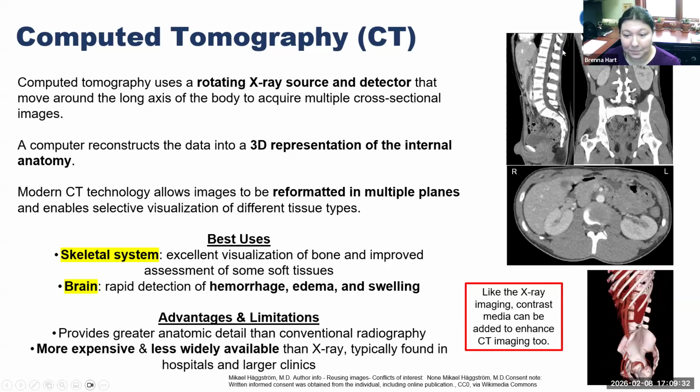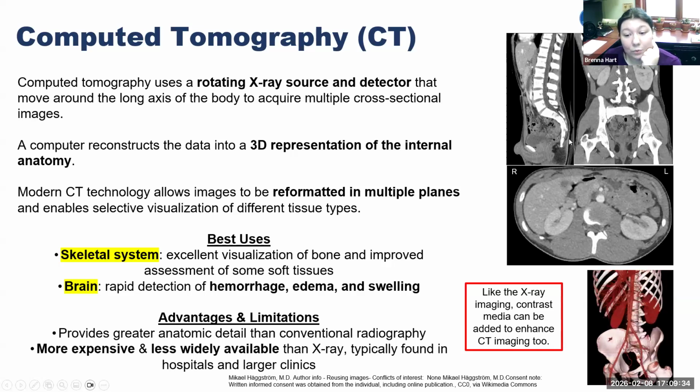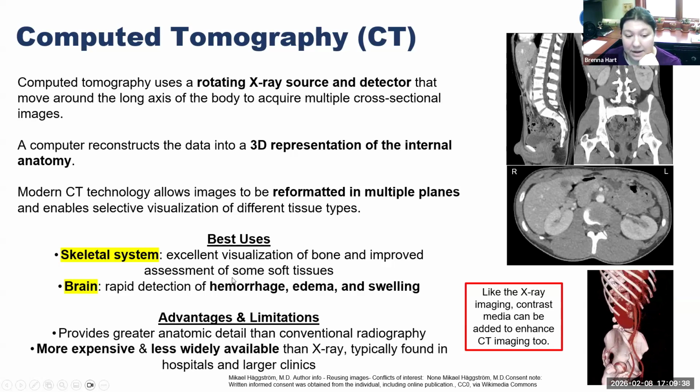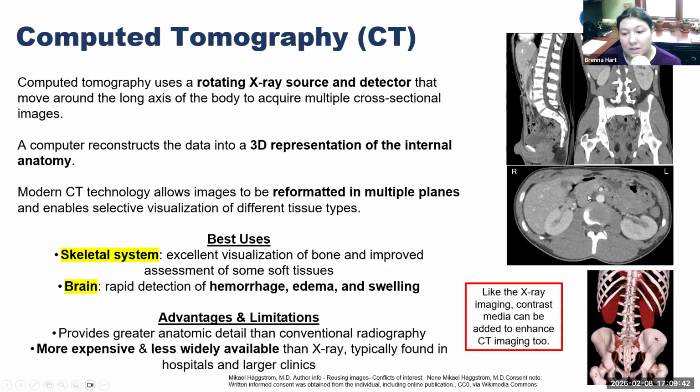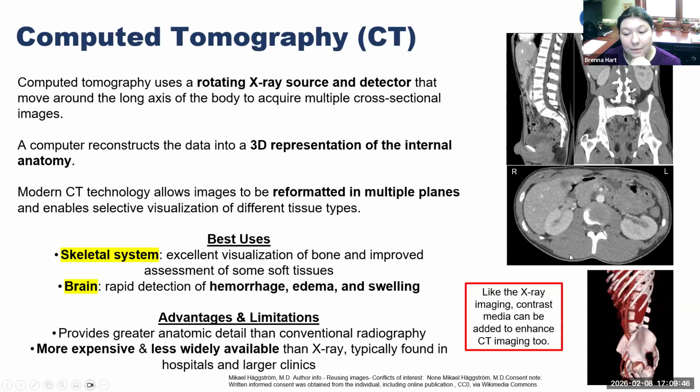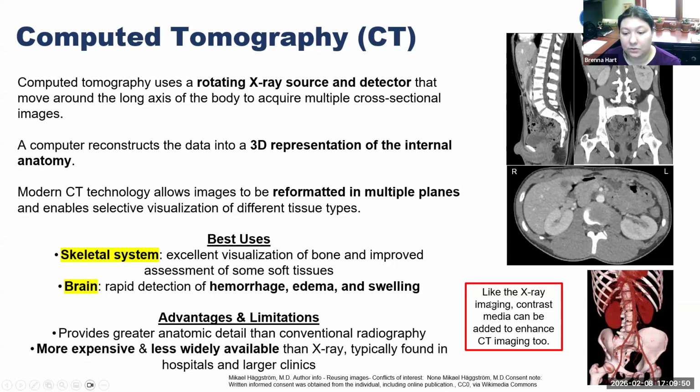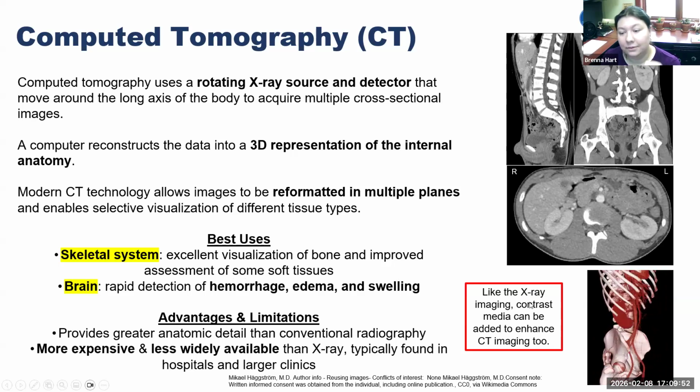The bones really, really pop. But this is also pretty decent for soft tissue. It's something that's used often for the brain to see if there's hemorrhaging, edema, just swelling. But even here in this image, you can see the paired kidneys, you can see back musculature. So it's pretty decent for soft tissue as well. And like X-ray, you can use contrast media to help highlight some of those soft tissues.